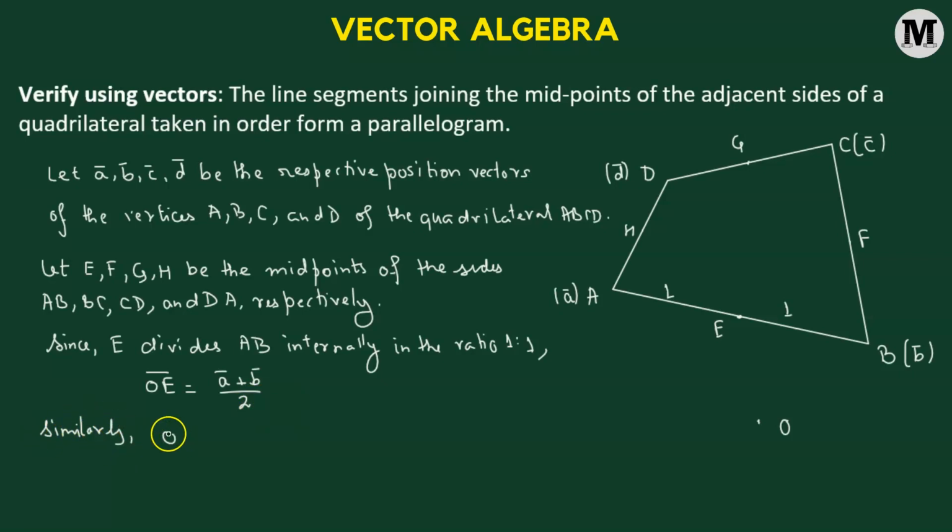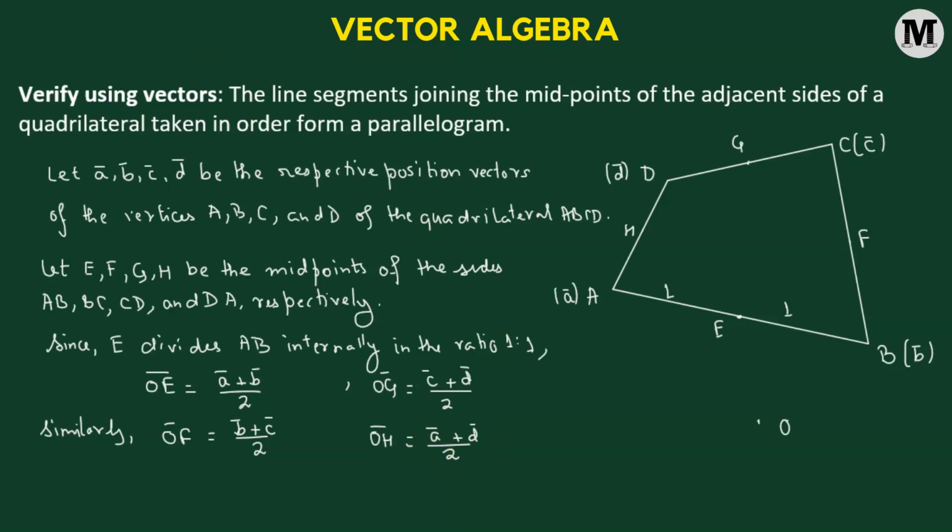So here we have the OF vector. The OF vector will be equal to B vector plus C vector, divided by 2. Then we have the OG vector. The OG vector will be equal to C vector plus D vector, whole divided by 2. Then we have the OH vector. The OH vector will be equal to A vector plus D vector, divided by 2.